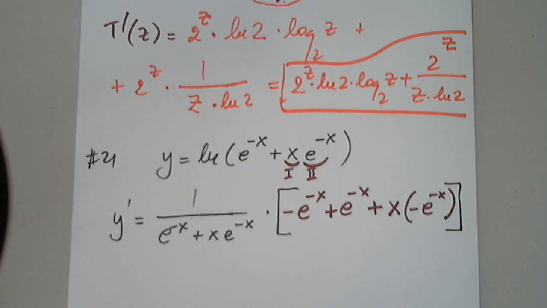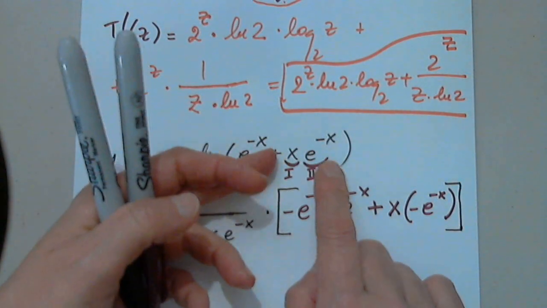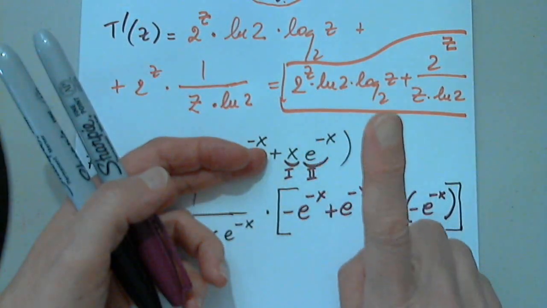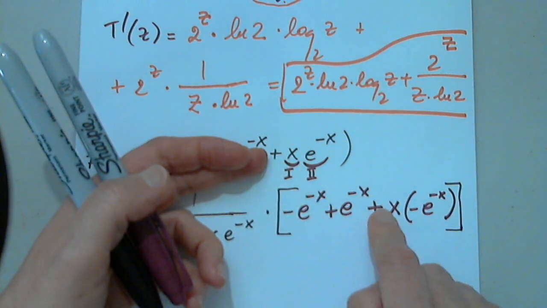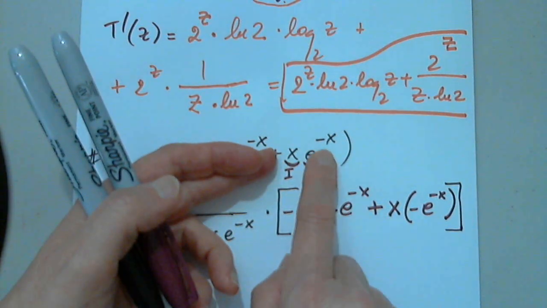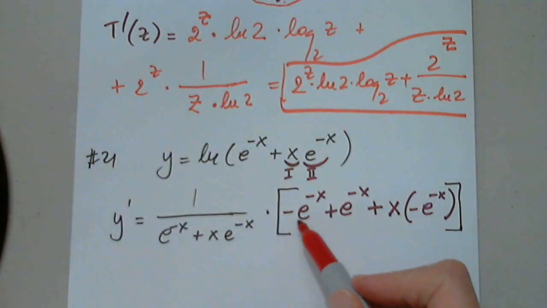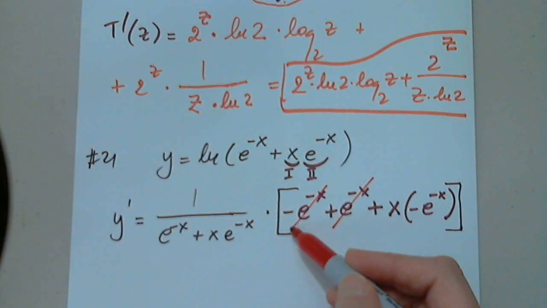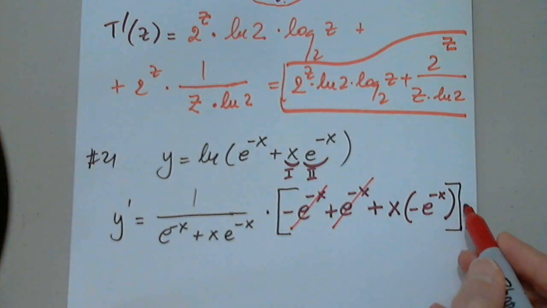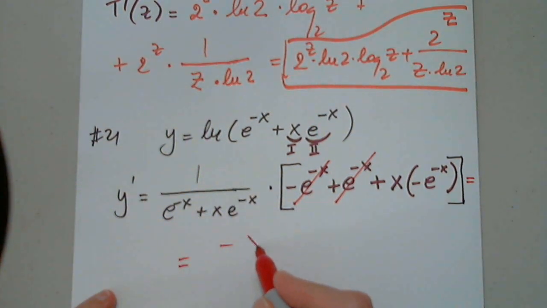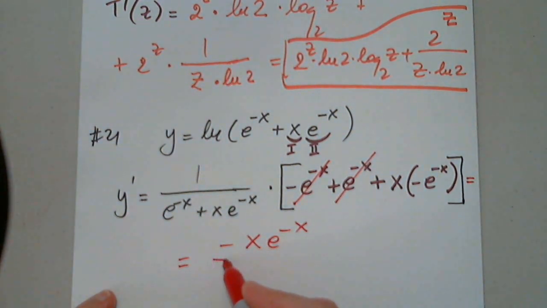Yeah. So let me just repeat. 1 over this times this one prime is negative e to negative x. But now I have to use the product rule. First function prime is 1, so I have to copy the second one. Plus, I have to copy the first and I differentiate the second one. So here's what happens. Negative an apple plus an apple, these two go away. So then the numerator is negative x e to negative x.